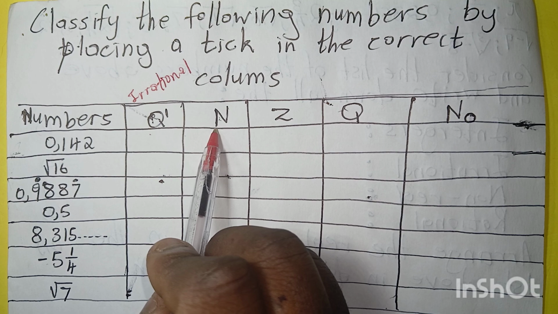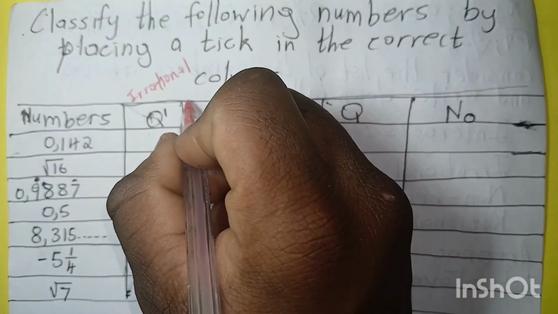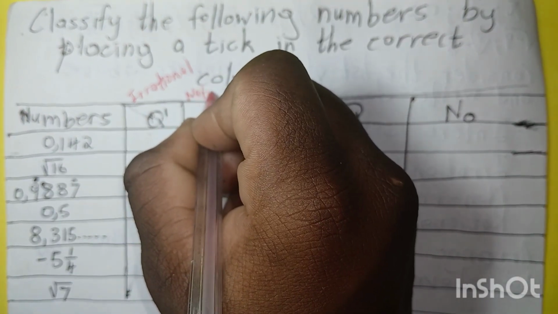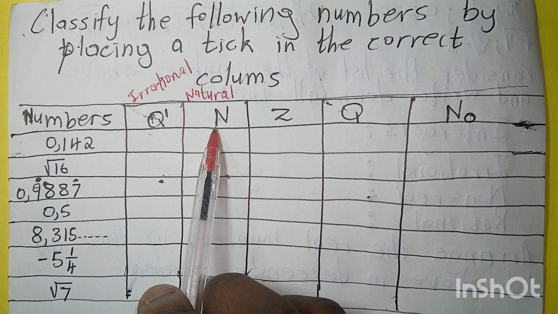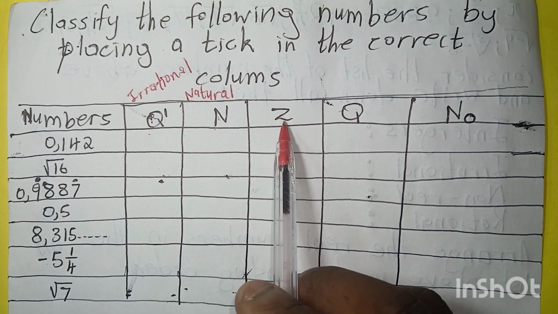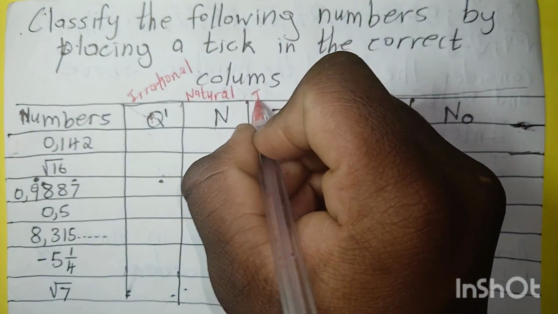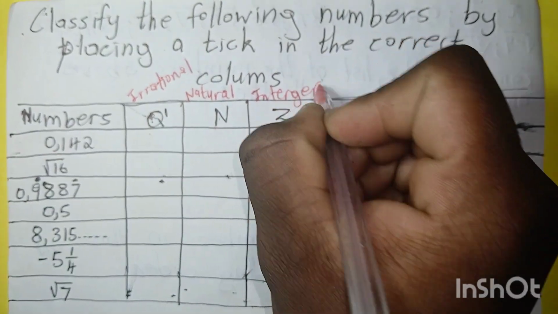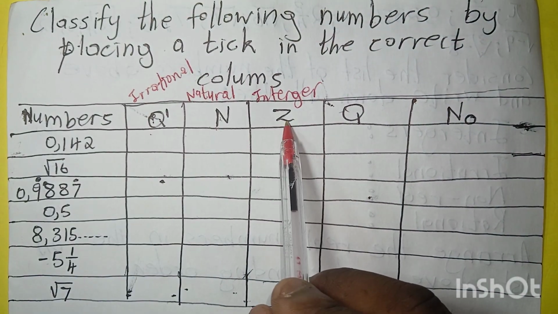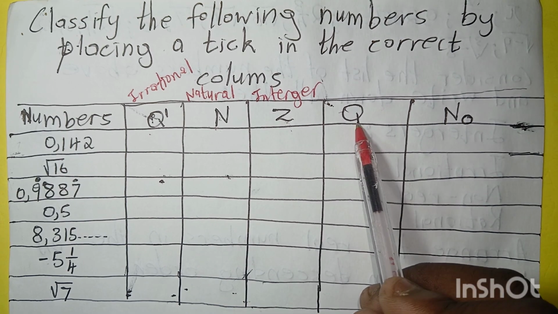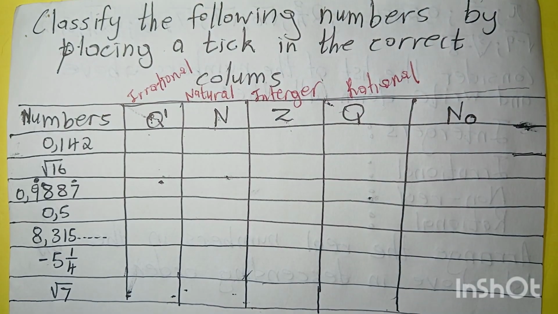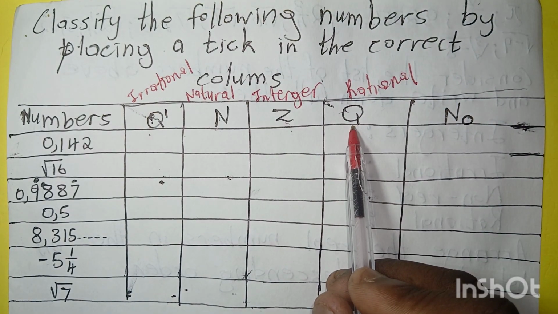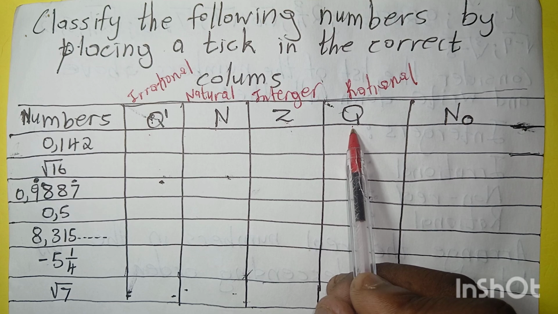The moment you see N, that N represents natural. Remember, guys, natural numbers are the numbers that start from 1 and go upwards. All the numbers which are above 1. What about Z? Z stands for integer. Numbers that start from negative to positive. What about Q? Q stands for rational. Rational numbers are the numbers that you can make as a fraction.